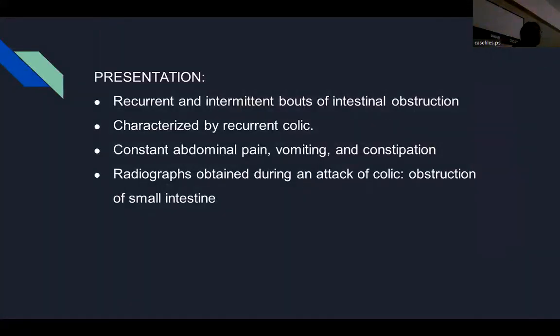They usually present with chronic complaints. There will be recurrent episodes of abdominal pain, and there will be bouts of symptoms of intestinal obstruction, and they will be having recurrent colicky pain. So the radiographic picture, which is obtained only at the time of the attack of the pain, can demonstrate the features of obstruction.